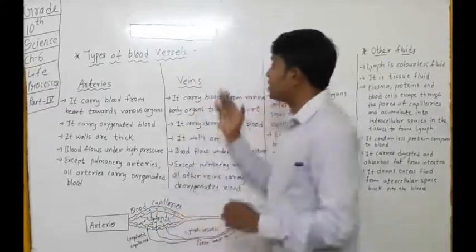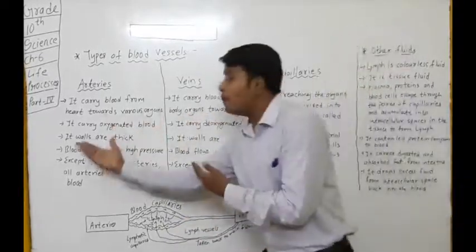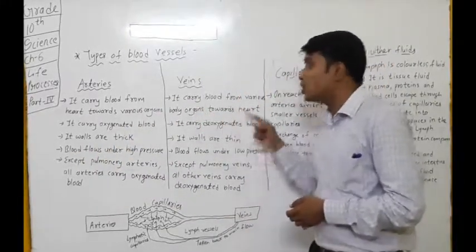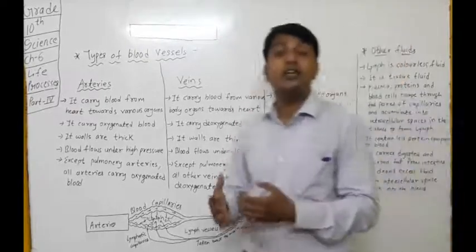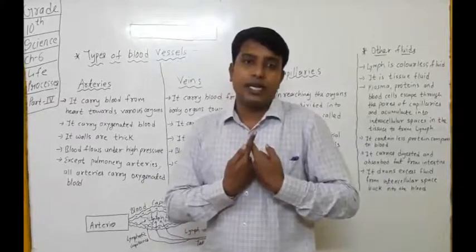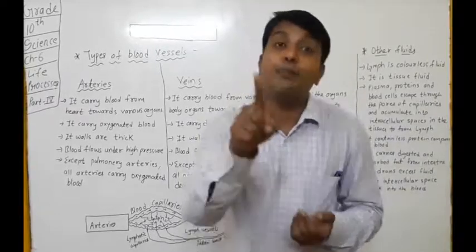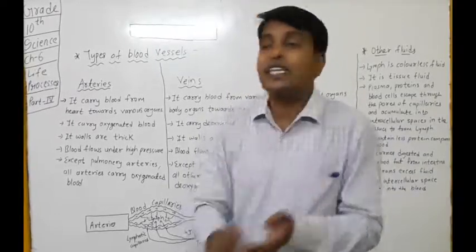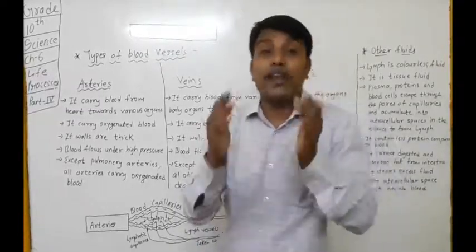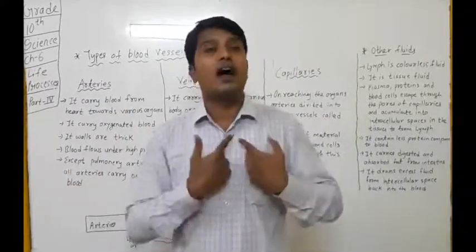Okay, then let's come to our next point, that is veins. It is just the complement of the artery. That means it carries blood from various body organs towards the heart. So veins do the function of carrying the blood from various body organs to the heart. As we know, whatever blood is coming from the body organs is impure in nature. That's why we say veins carry deoxygenated blood, that means CO2 containing blood, from various body organs to the heart.